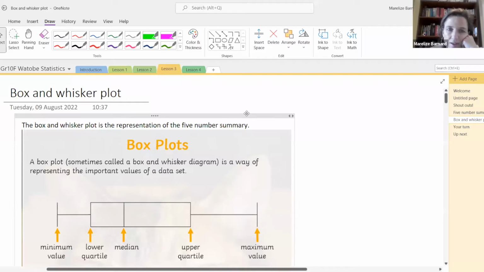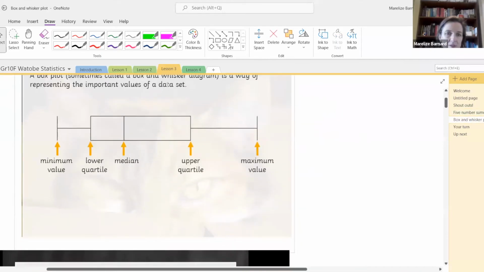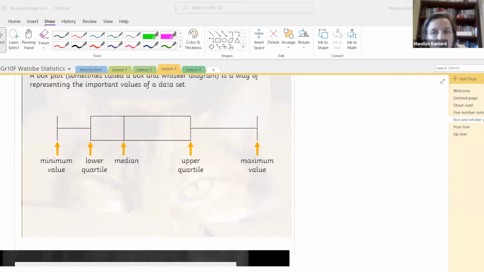All right, thank you. Okay, so now with this 5-number summary, we can represent these numbers in something called a box and whisker plot. So if you've done a box and whisker plot before, please just put a thumbs up in the chat. If you haven't done it before, just put a thumbs down. I just want to see where the class is at.